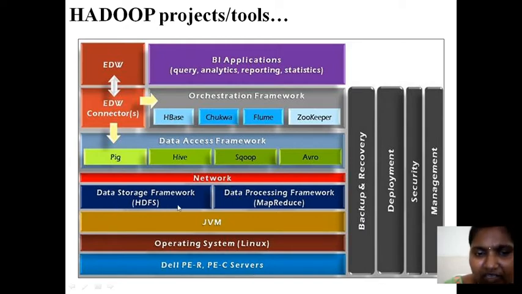Whenever HDFS and MapReduce are ready by using connectivity in terms of grid or cluster, all these tools can be helpful to work on our data. For example, if you want to access your data, it can be Pig, Hive, Sqoop or Avro. Or if you want to do some orchestration or processing of the data, we can use HBase, Chukwa, Flume and Zookeeper. Like this we can process our big data in terms of Hadoop projects or tools.